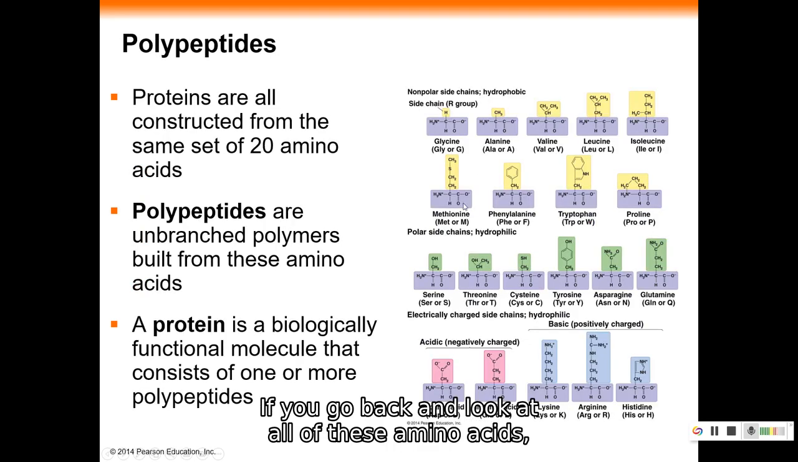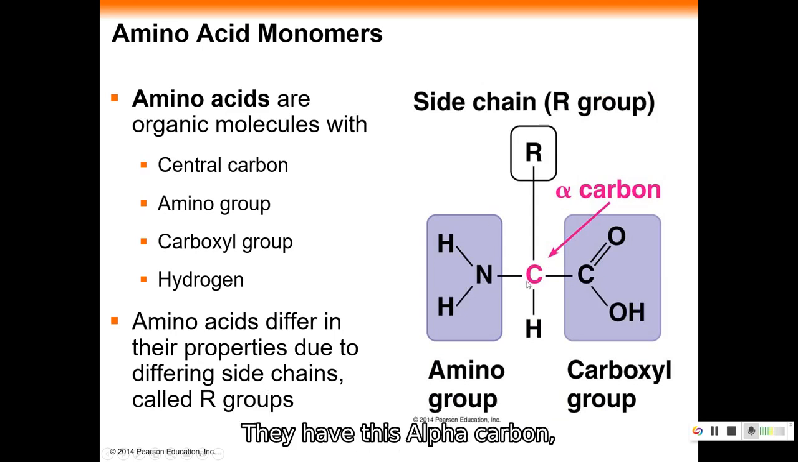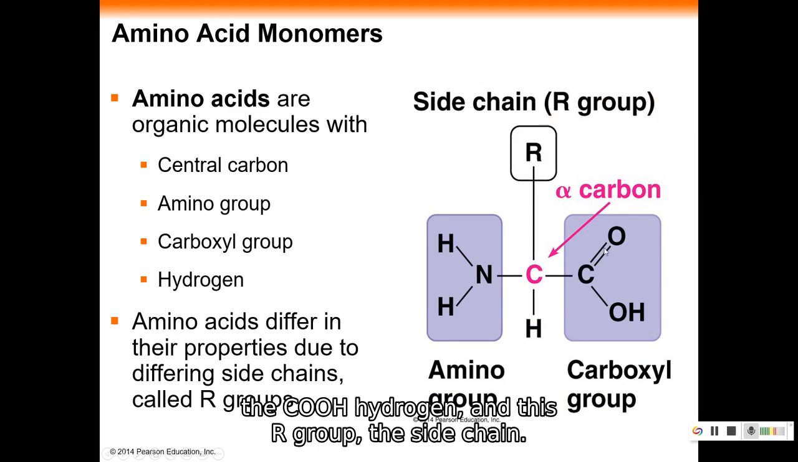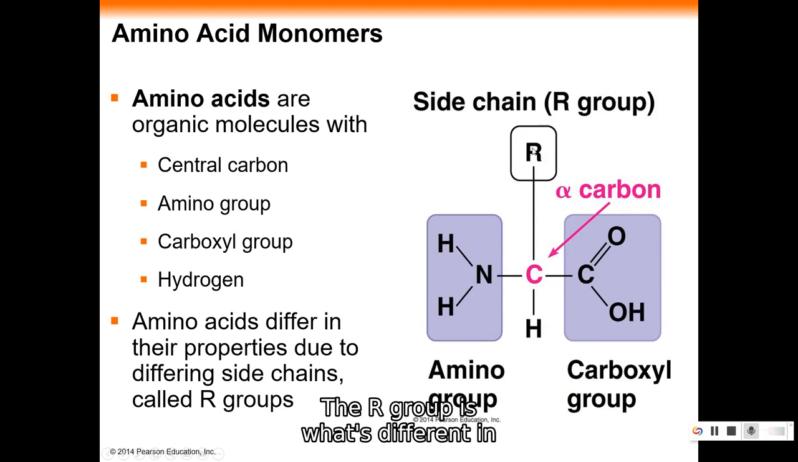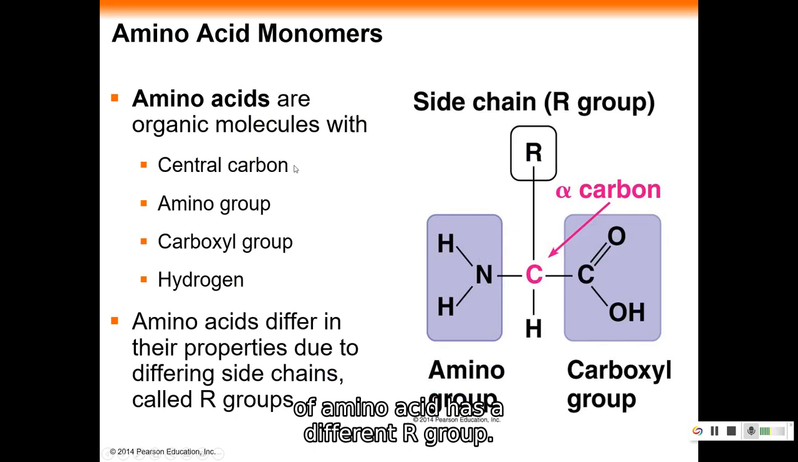If you go back and look at all of these amino acids, you see they all have the same kind of structure to them. They have this alpha carbon, which is a central carbon, and it is bonded to an amino group, this NH2, a carboxyl group, the COOH, a hydrogen, and this R group, the side chain. So the R group is what's different in each of your amino acids. So you can see these different R groups. Each type of amino acid has a different R group.